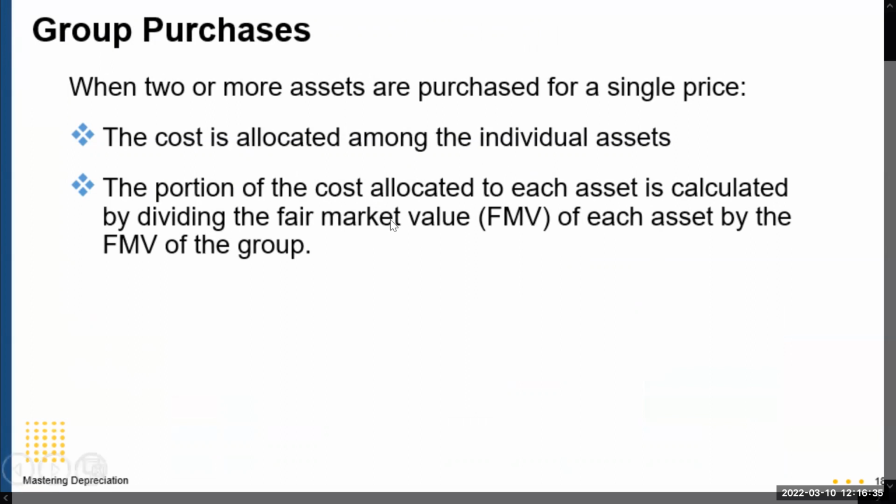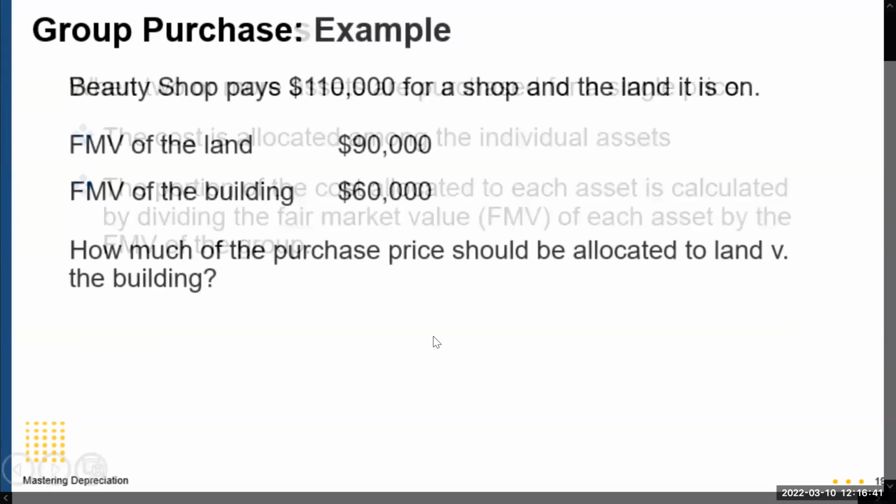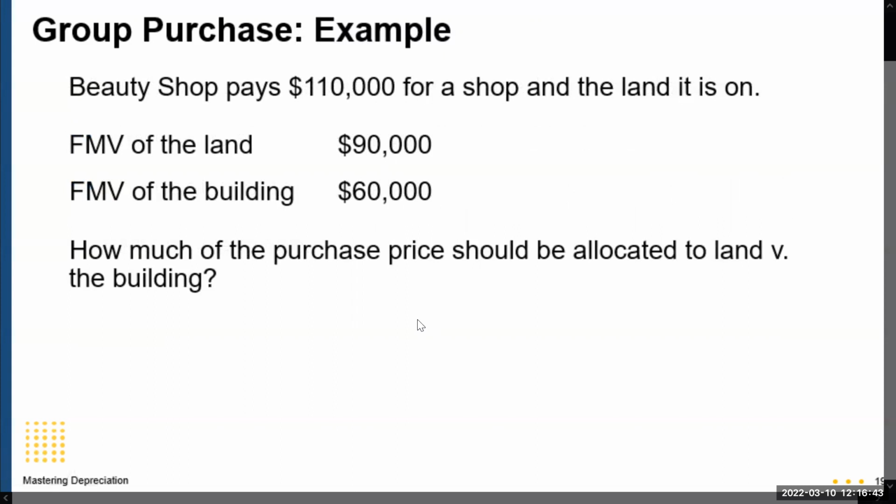So we're going to divide the fair market value by the total. To me, this makes no sense. You've got to see an example. So we'll look at it this way. So we're going to buy a shop and land. So we got a building and land for 110,000.